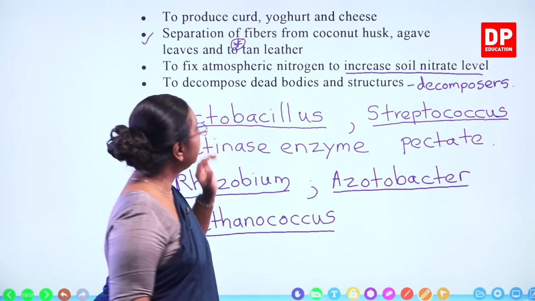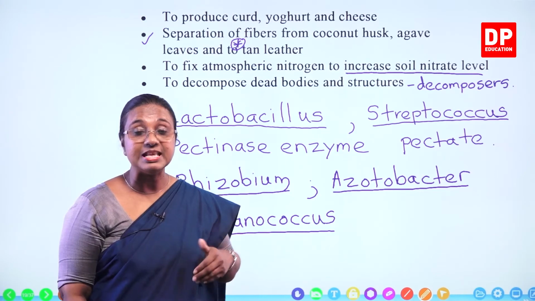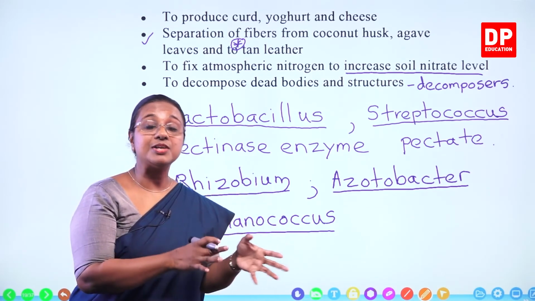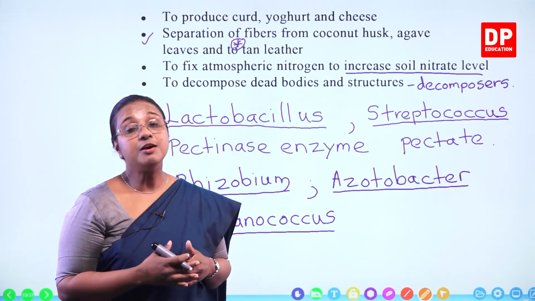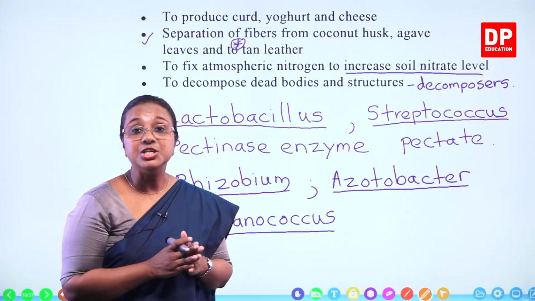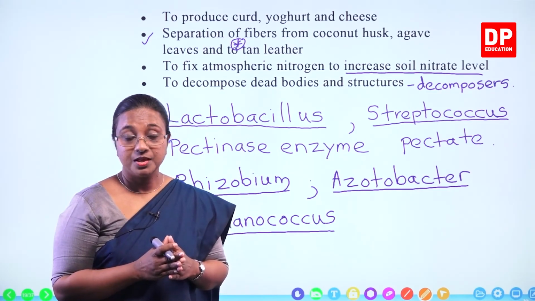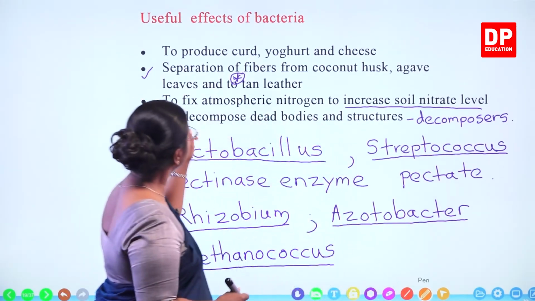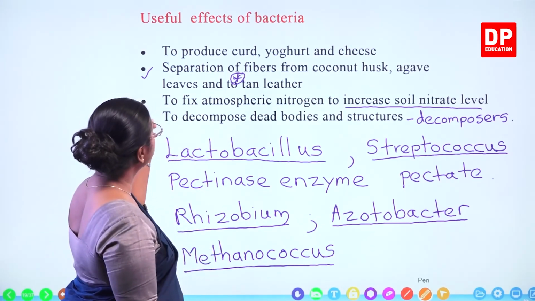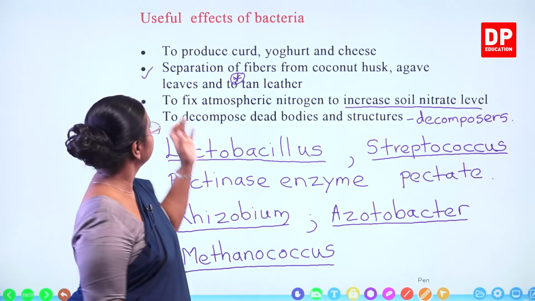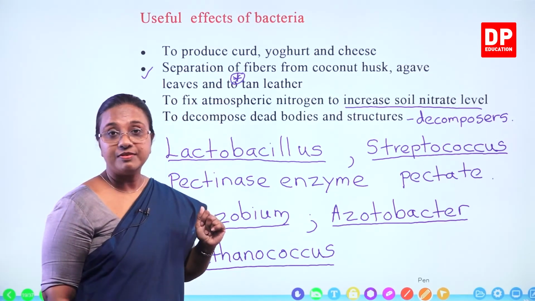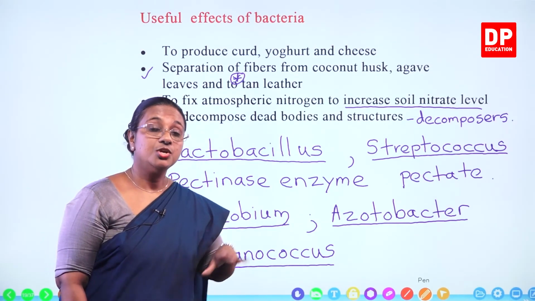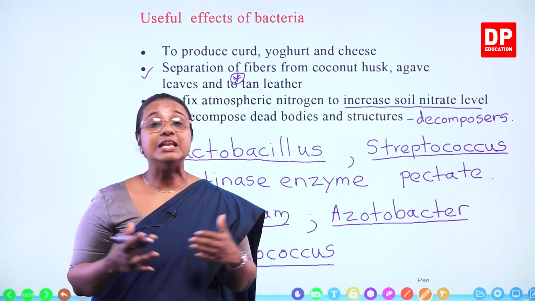So they live on bodies of dead plants and animals, and they decompose that material. When we say decompose, they convert the complex organic substances to simple forms. So that is again a useful effect of bacteria. So if I again go back, we were trying to understand the useful effects of bacteria to man. Under that, producing curd, yogurt and cheese, then separation of fibers, tanning of leather, then fixing nitrogen, as well as the decomposing process. So all these are very useful in many ways.